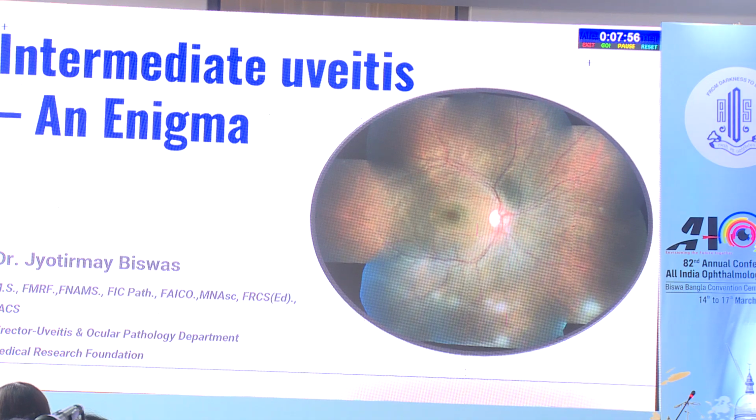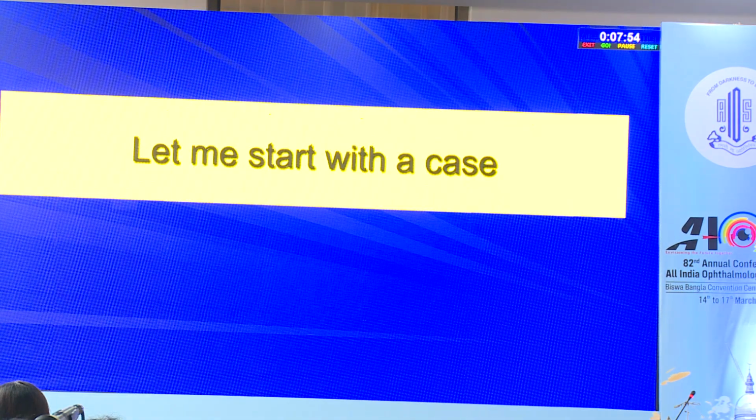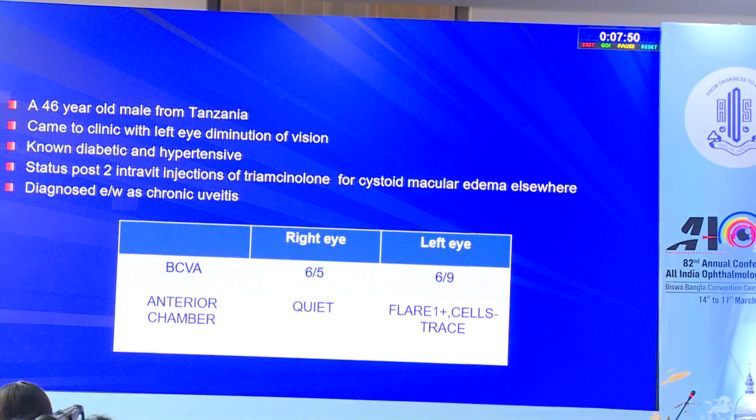Okay. Intermediate uveitis, an enigma. Let me start with the case. This patient did walk in and flew from Tanzania. A 46-year-old male came to clinic with dimness of vision. He was a known diabetic and hypertensive. He had already received 2 intravitreal injections of triamcinolone for cystoid macular edema, diagnosed as chronic uveitis.